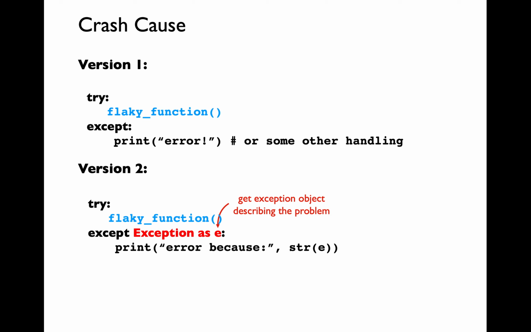Instead of just saying except colon, we are going to say except space Exception as e. Let me talk about each of these components. So what is this small case e? We are generating an exception object instance and adding a reference to that particular object instance into a variable called e. So this is going to help us get a description of the error message or the exception message that we encountered.